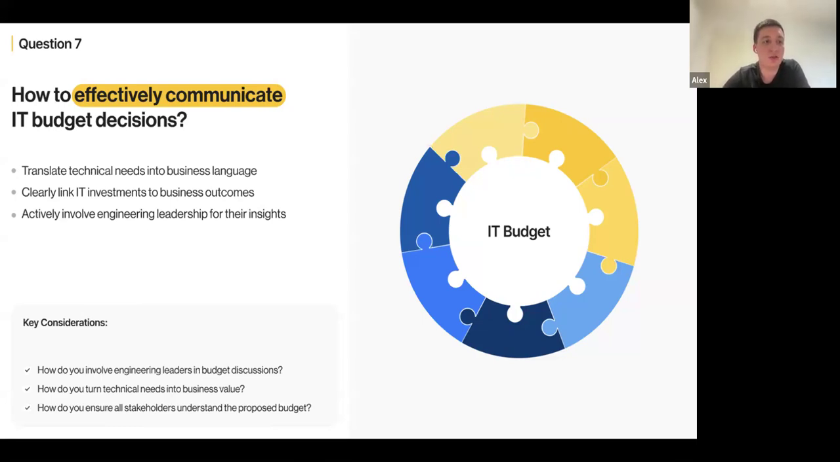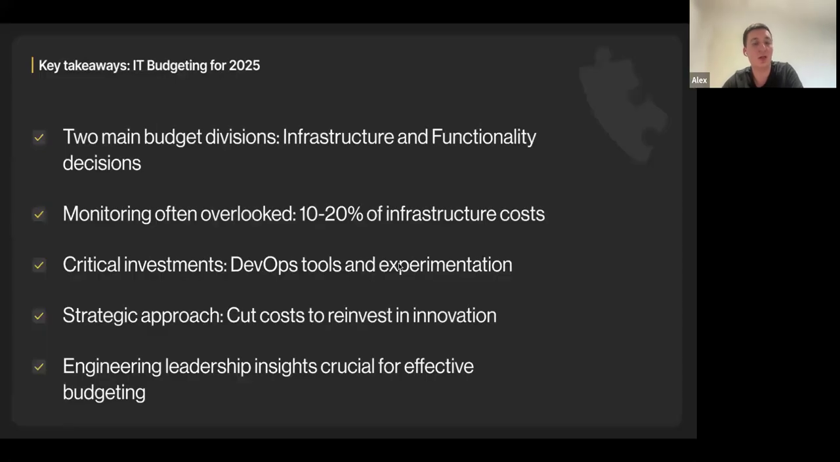Okay, so this was the last question, but before we finish, let's quickly recap today's main points. So what we got here today. First of all, reminding that we have these two main budget divisions. We have infrastructure costs and functional costs, functional decisions. So always remember to think about both of them.